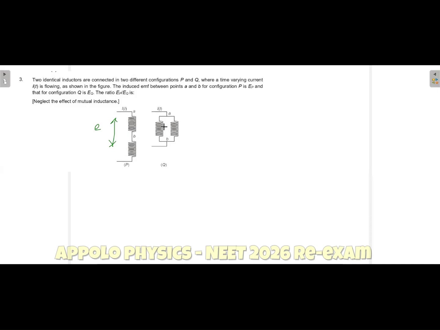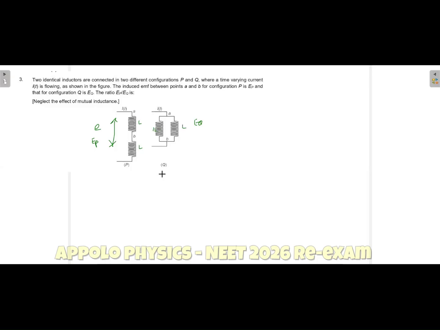The induced EMF between A and B in the two configurations is EP and EQ. So, EP is produced in this one and EQ is produced in this one. The ratio of EP by EQ is required, and mutual inductance is neglected. Here we are assuming only self-inductance. All of them are L, L, L, L.